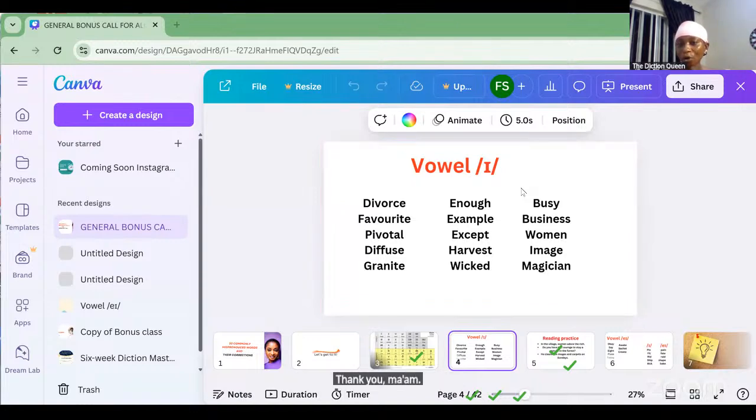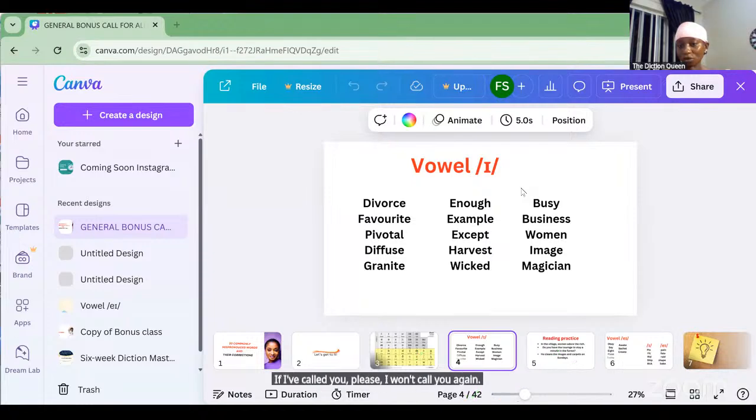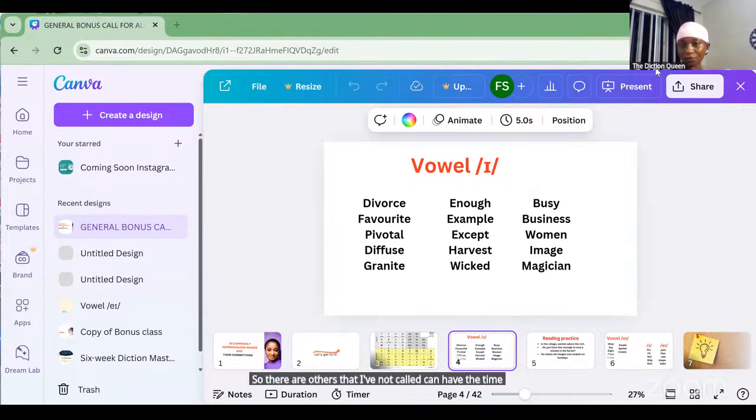Okay, so next I will call Abdullah. I think I've called Abdullah Hamed before. If I've called you, please, I won't call you again. I think I've called Ogundira as well, so that others that I've not called can have the time to practice. RG Stephen, please unmute. Click on your mic to unmute. Okay, I'll call on someone else.